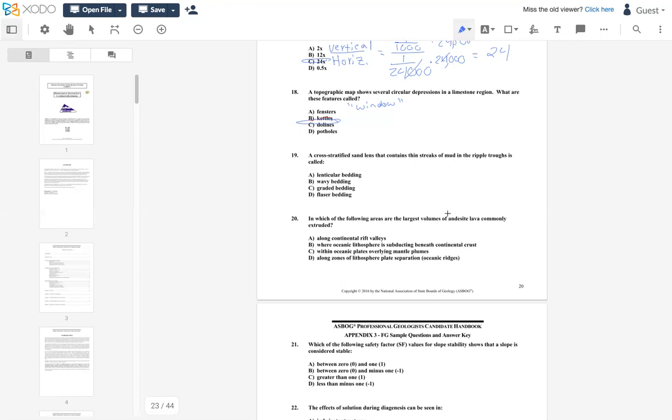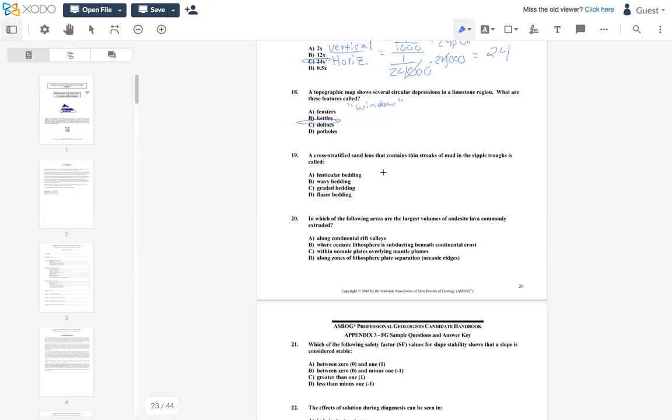19. A cross-stratified sand lens that contains thin streaks of mud in the ripple troughs is called what? Lenticular, wavy, graded, flazer bedding. Okay, so this one requires, it seems, a lot more knowledge than some of these other questions have required us. But let's go through what each of these are.